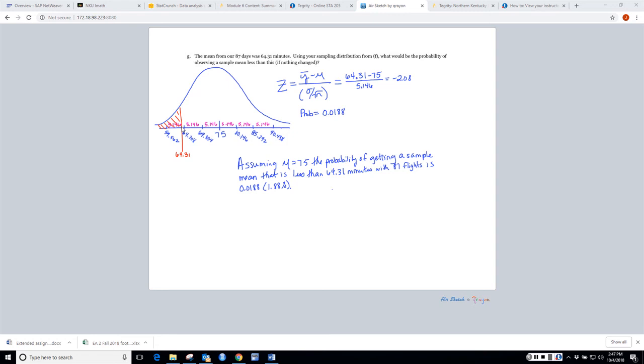So that completes the extra example here for Module 6.